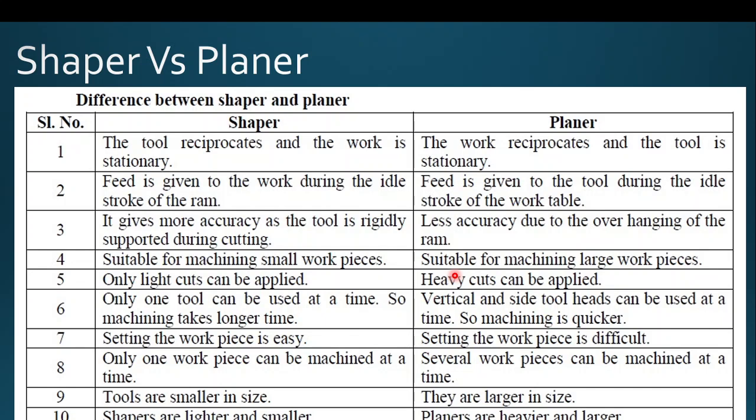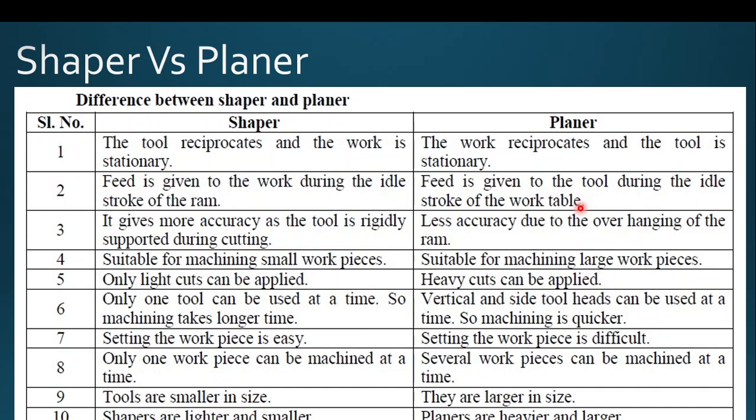Now, considering the differences between the shaper machine and the planer machine, these are the things. One by one we can see: the tool reciprocates and the workpiece is stationary in the case of the shaper machine, but in the case of the planer machine the workpiece reciprocates along with the table and the tool is maintained stationary in the tool head. In the case of the shaper, the feed is given to the work during the idle stroke of the ram, and here also the feed is given to the tool during the idle stroke of the work table. So this is also a difference.